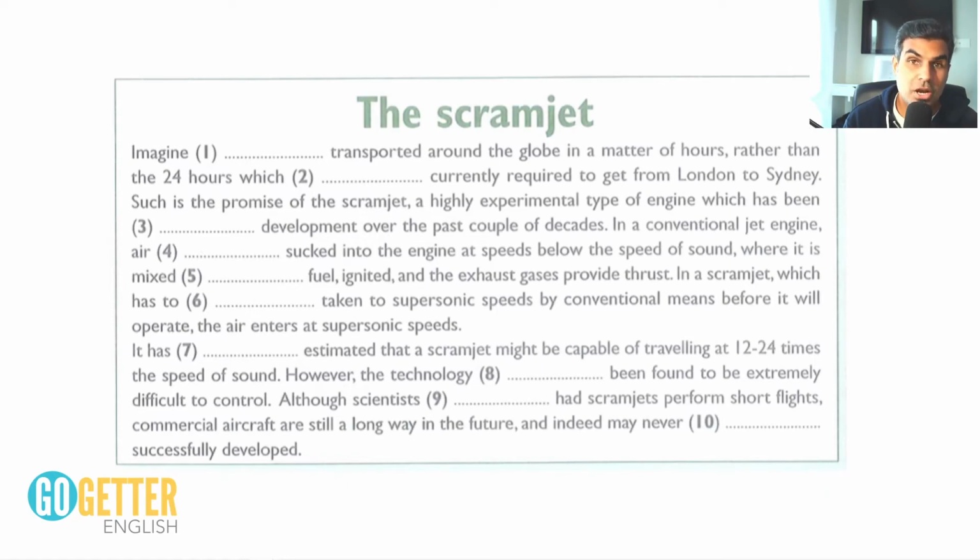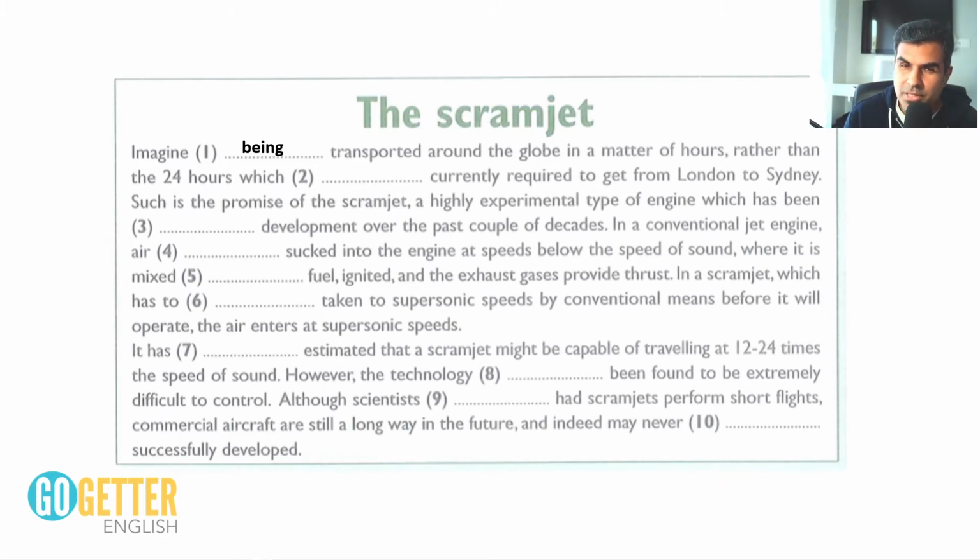And since we've been talking about passive structures, which verb do you think might be missing here to complete the verb to be plus past participle formula that we need for our passive structures? Please keep in mind that imagine is one of those verbs that requires gerund forms. So yes, you guessed it right. The correct verb is being. Imagine being transported around the globe in a matter of hours, rather than the 24 hours which currently required to get from London to Sydney.